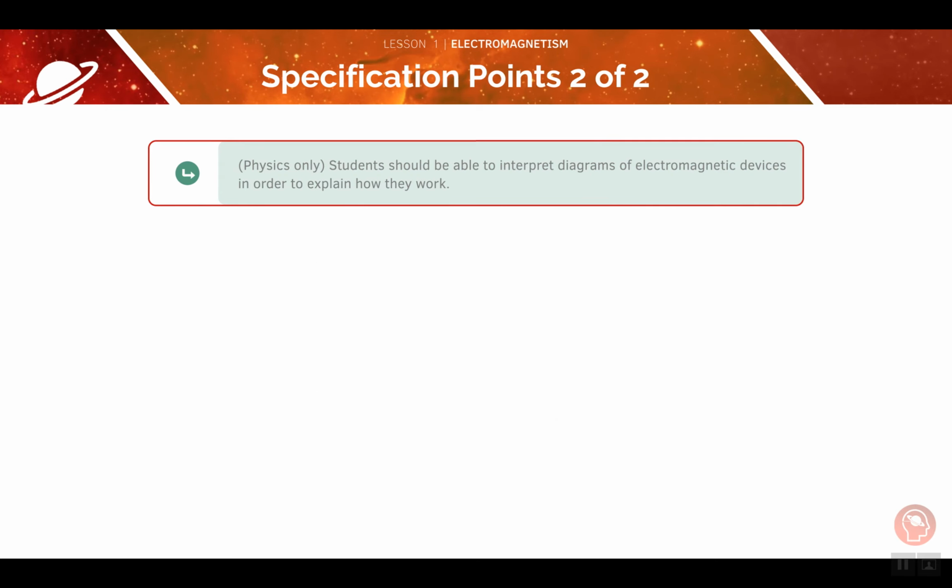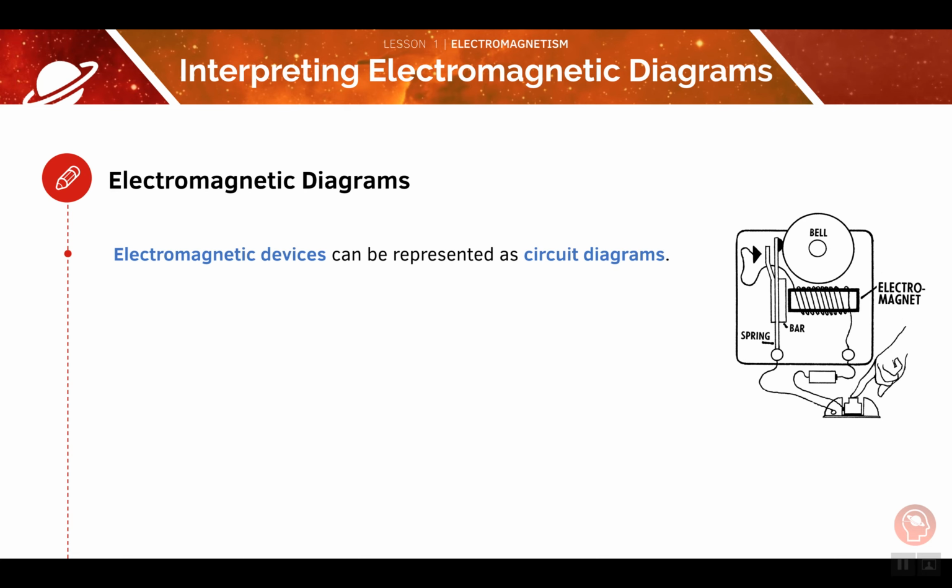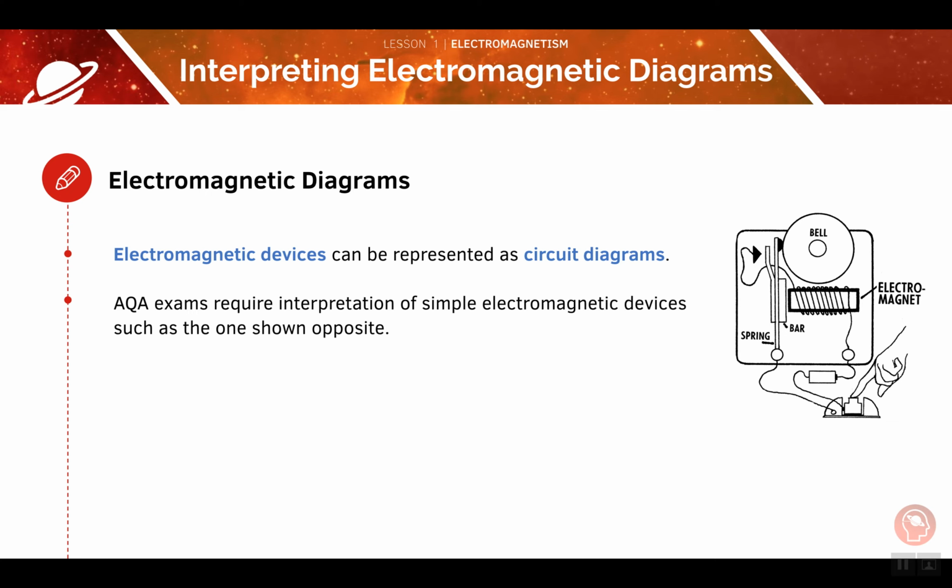Finally, we will look at interpreting diagrams of electromagnetic devices. We can represent these electromagnetic devices as diagrams. These are often represented as circuit diagrams. For exams, we need to be able to interpret these diagrams. They are often of simple electromagnetic devices, as shown here.